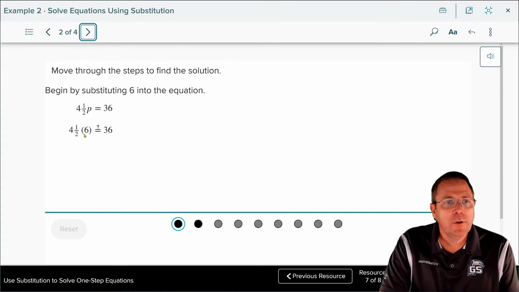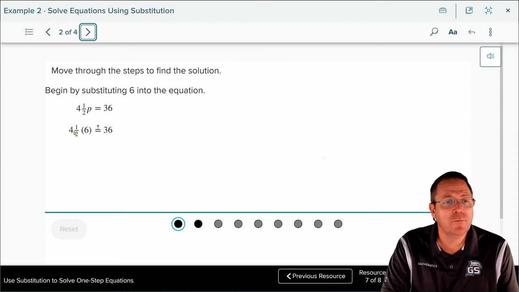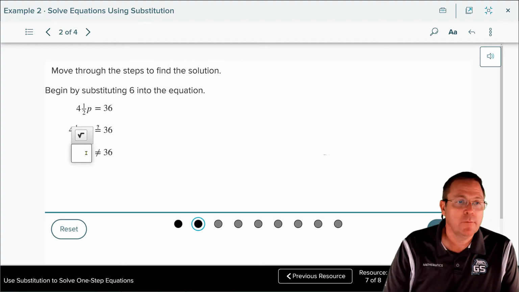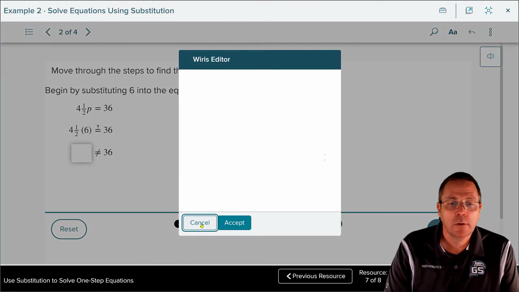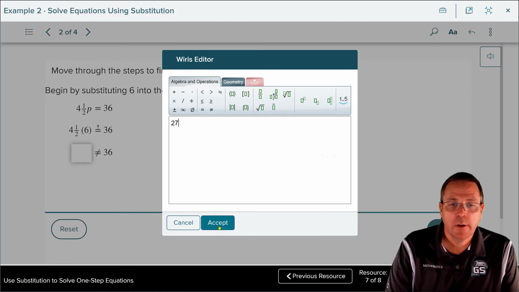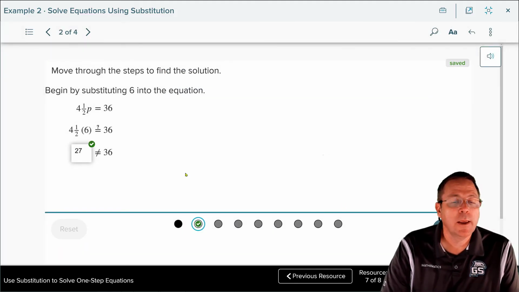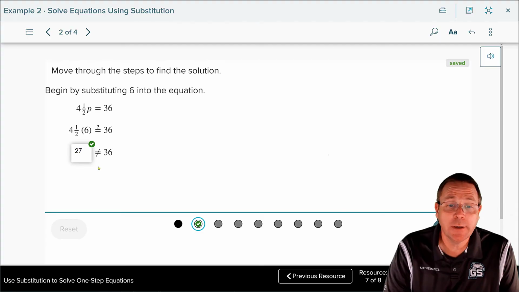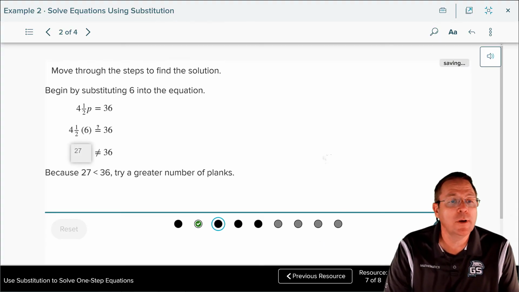The first time, the textbook decided to check a number, they grabbed the number 6. And they multiplied 6 times 4 1/2. 6 times 4 is 24. 6 times 1/2 is 3. So 24 plus 3 ended up giving us 27. Accept and check. And that one checked. But 27 didn't equal 36. So they went on to the next number.